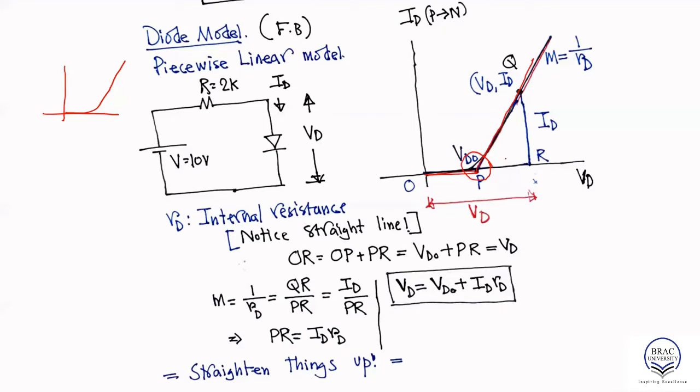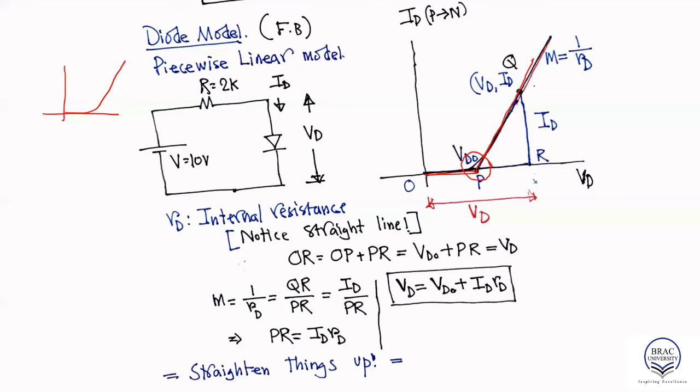So let's see. Q is the voltage and the current of the diode in that circuit. And we draw a perpendicular line QR, where OR is the voltage and QR is the current. And this straight line intersects the x-axis at point P. And then the distance from the origin to point P is VD naught.